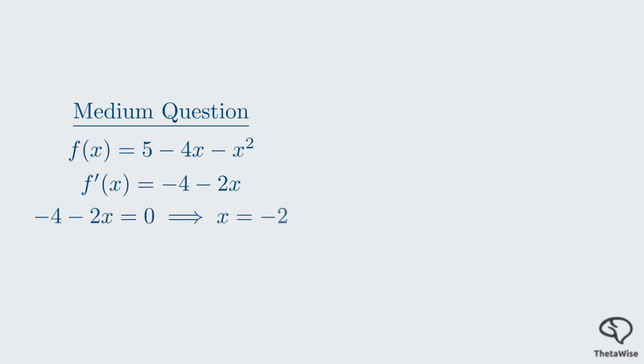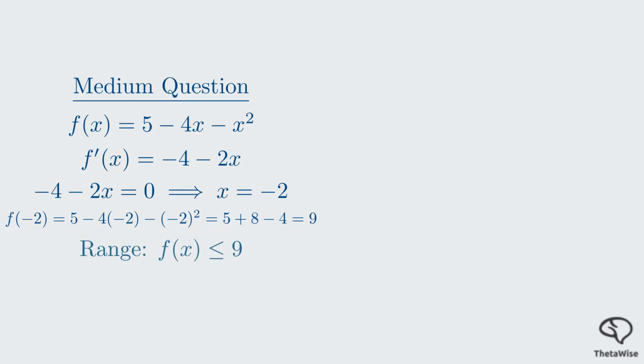Next, for f of x equals 5 minus 4x minus x squared. Setting negative 4 minus 2x to 0 gives x equals negative 2. The y-coordinate is 9. Because the x squared term is negative, this is a maximum point. So, the range is f of x is less than or equal to 9.